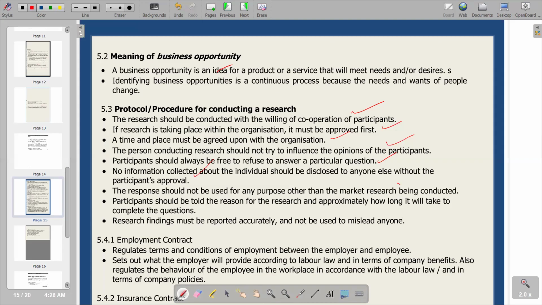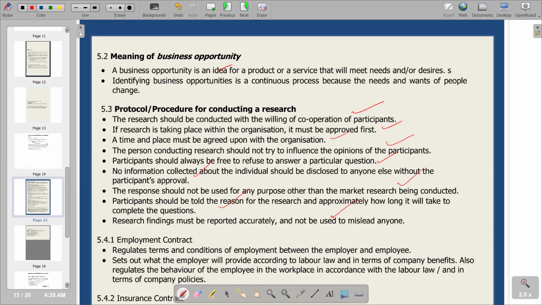The next one, participants should be told the reason for the research and approximately how long it will take to complete the questions. Then the research findings must be reported accurately and not be used to mislead anyone. So those are some of the terms that we should undertake our research.